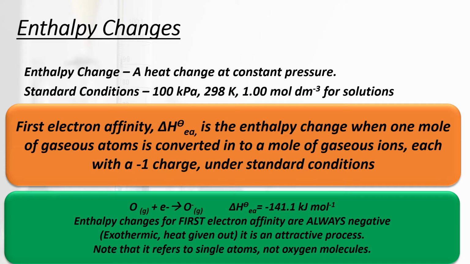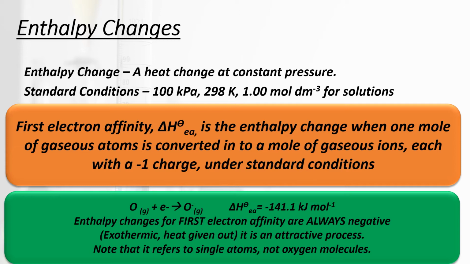And enthalpy changes for first electron affinities are always negative. Now this is because we're adding an electron. And again, while overall the atom is neutral, remember the nucleus has all this positive charge. And so we have electrostatic attraction between the electron that we're putting in and the nucleus that's already there. So because we have electrostatic attraction, it's exothermic. You can imagine it being like a favourable process like forming a bond, and therefore it's exothermic. Heat is given out, therefore it's a negative enthalpy change.